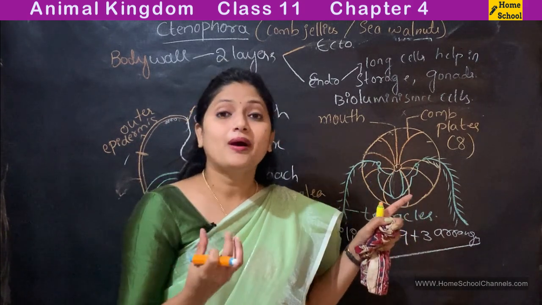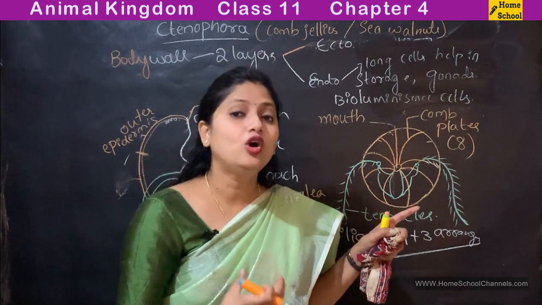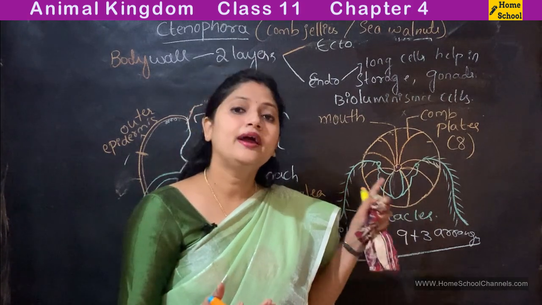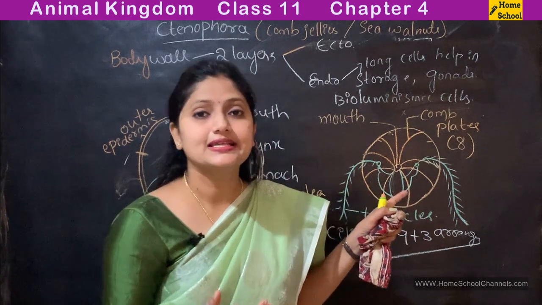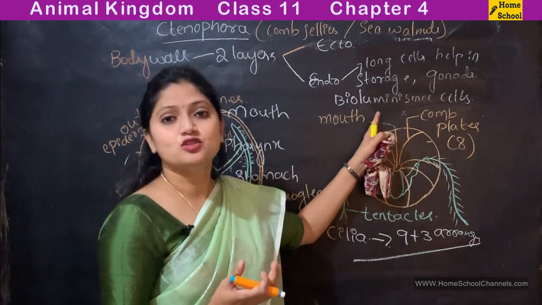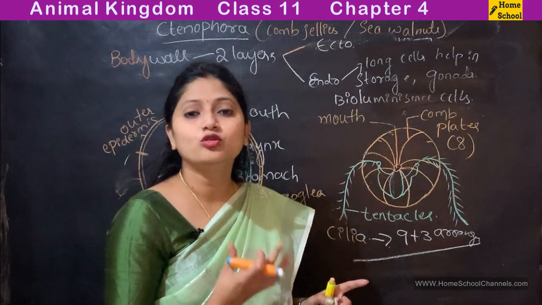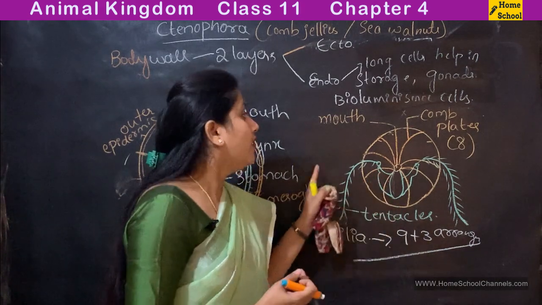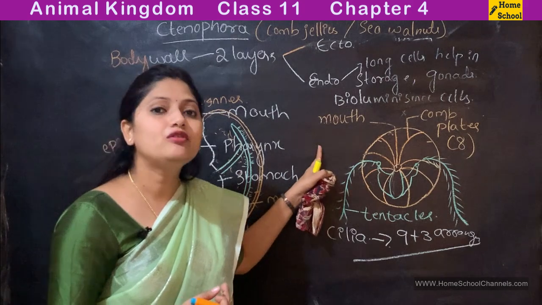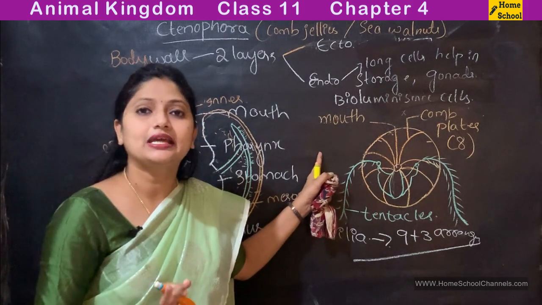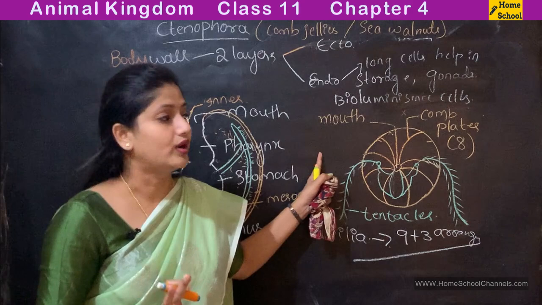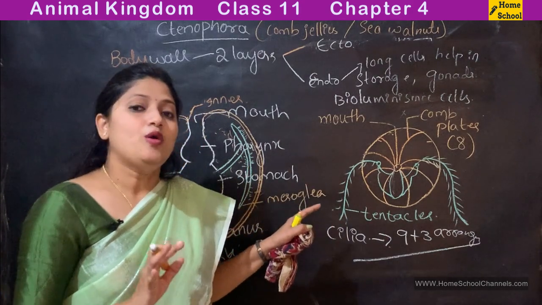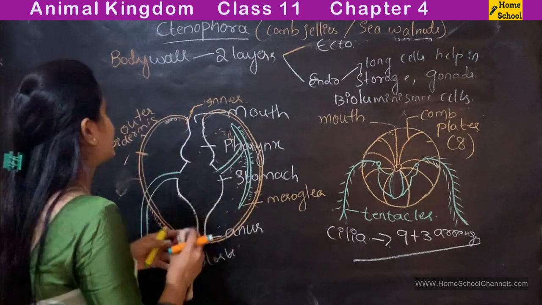Hence, we call that a bioluminescence property. Luminescence is glowing. Bio is in an organism. So, the glow is coming out of a living organism. Hence, we call it bioluminescence property. And the cells which are responsible for that bioluminescence are called the bioluminescence cells. Alright. So, this is about the body walls or the structural details of the members of Ctenophora. I hope it is clear. Fine. Next, moving on to the reproduction.